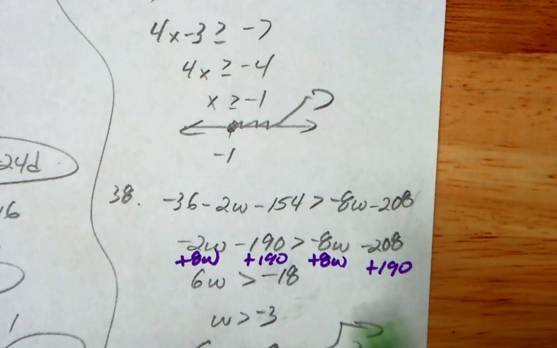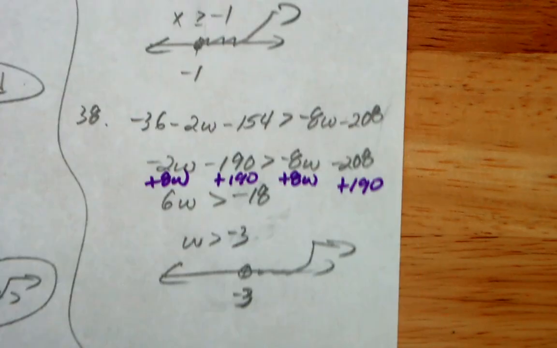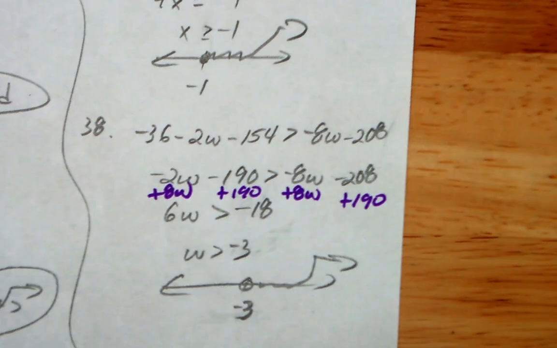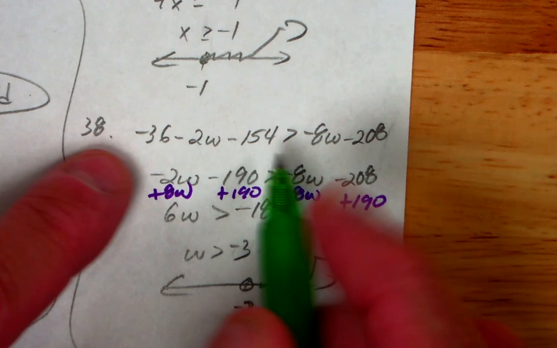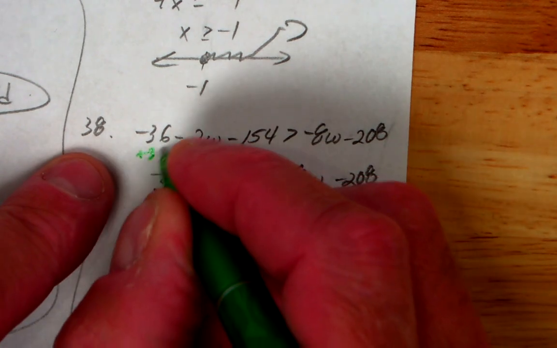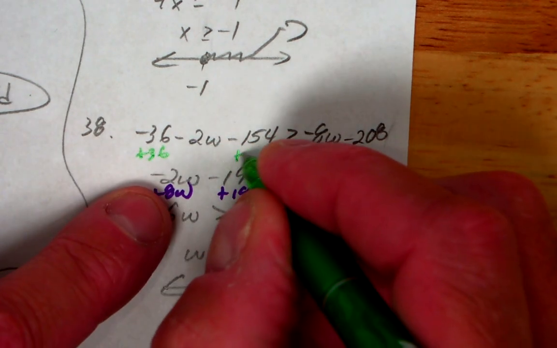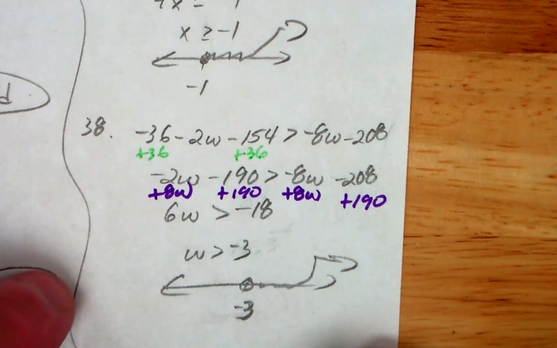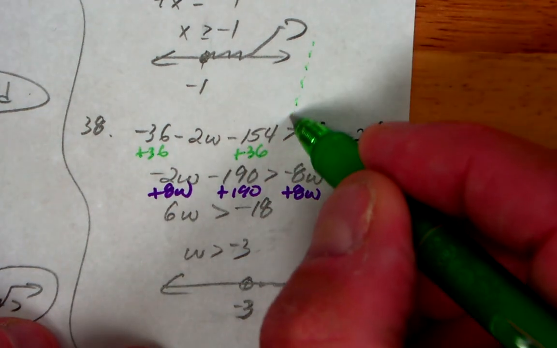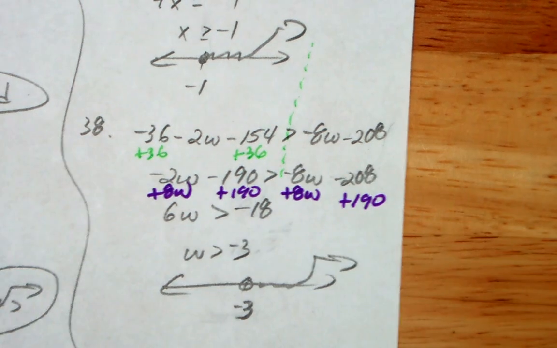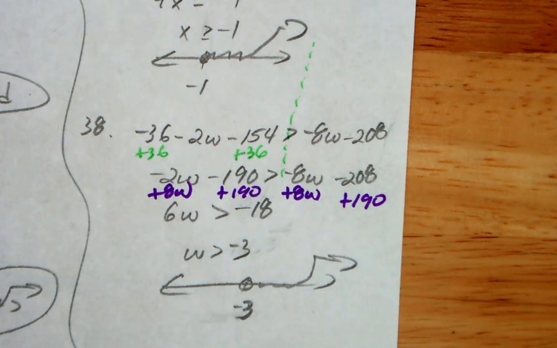We'll have to see. Here's the common mistake we see on 38. And you guys tell me why this is wrong. They see this 36 and 154, and they add 36, and they add 36. Why is that wrong? Because they're on the same side. If they are ever on the same side of the inequality, then we just add them together.